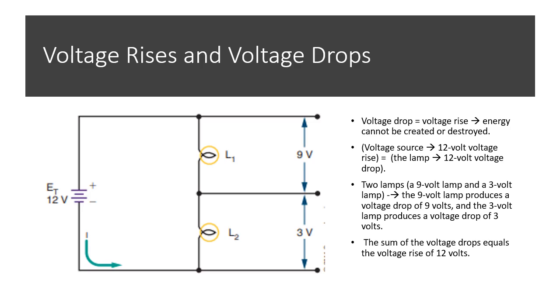If two different lamps are connected in series, such as a 9-volt lamp and a 3-volt lamp, and connected to the 12-volt source, as in figure, the 9-volt lamp produces a voltage drop of 9 volts, and the 3-volt lamp produces a voltage drop of 3 volts. The sum of the voltage drops equals the voltage rise of 12 volts.